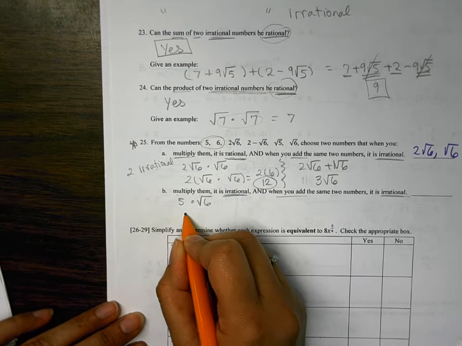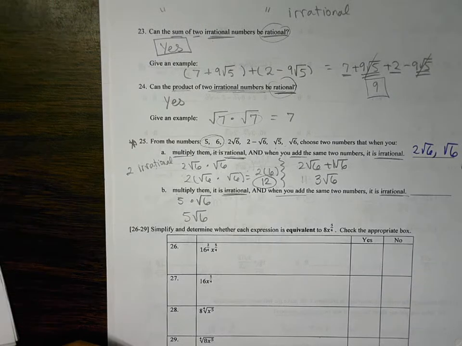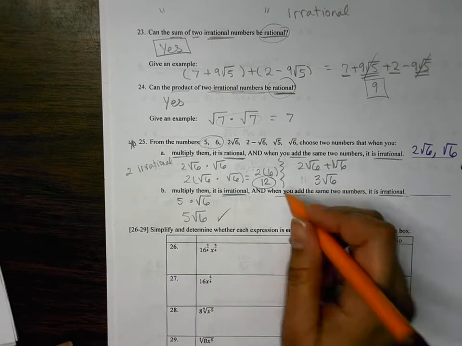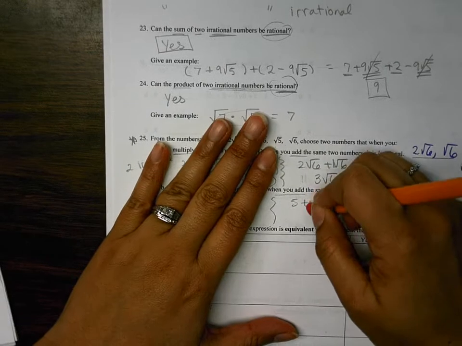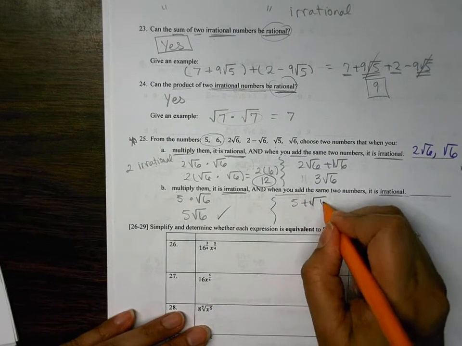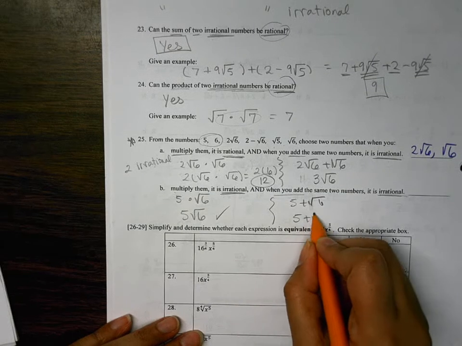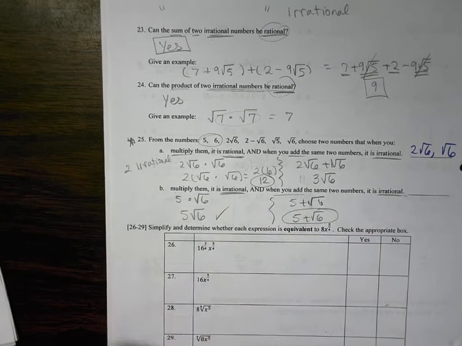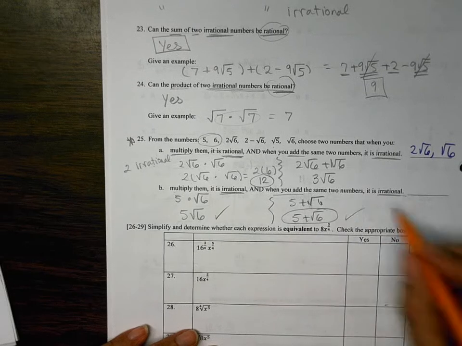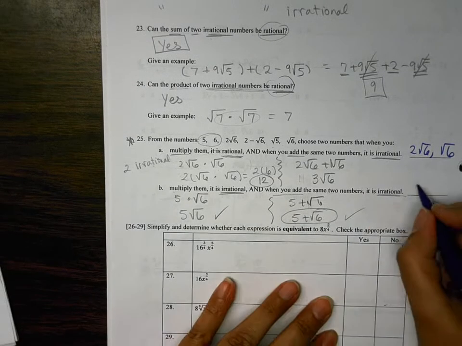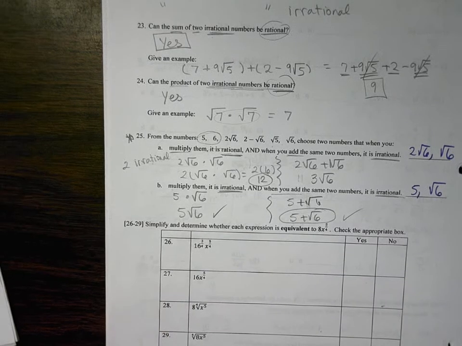5 and root 6. Okay, let's see. 5 times root 6 is what? 5 root 6. And is that irrational? Check. All right. How about 5 plus root 6? Are those like terms? No. So when I add them, what do I end up with? 5 plus root 6. There's nothing I can do. Is that also irrational? Check. So those numbers are good.